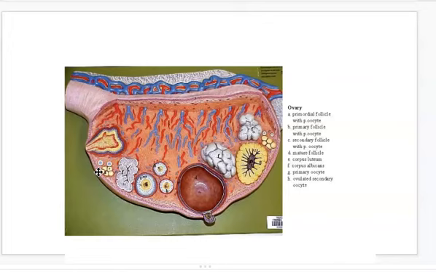What I mean by maturing is the follicle is going to start to grow. It's going to grow more cells around it. Those cells are going to secrete more hormones like estrogen. Those hormones are going to start to get the uterus ready. That's the menstrual cycle. We'll do that separately. So throughout the first half of the menstrual cycle, the first 14 days, a primordial follicle is going to mature into a primary follicle right here.